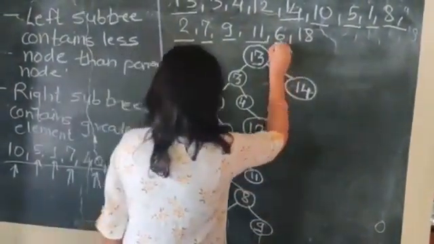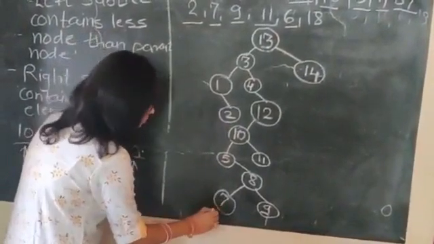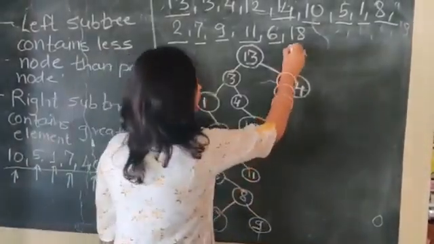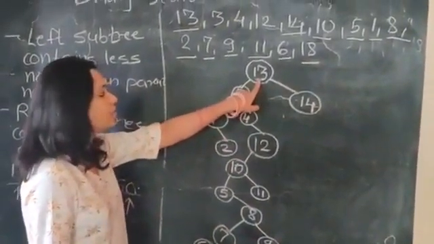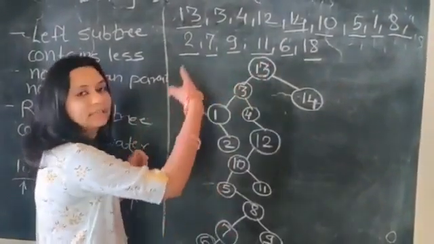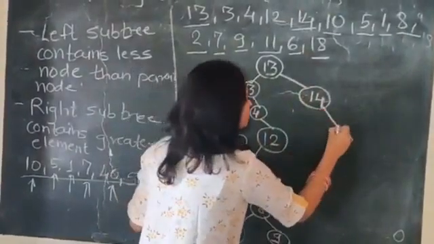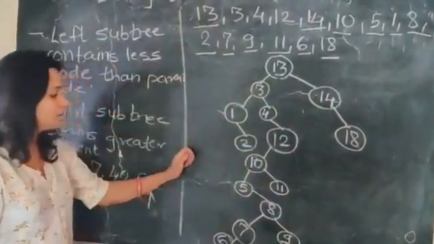Our next element is 6. 6 is less than 7, so we can keep 6 over here. And the last element is 18, which is greater than 13. So you will keep the last element at the right hand side. And 18 is greater than 14, so you will keep 18 at the right hand side of the tree.